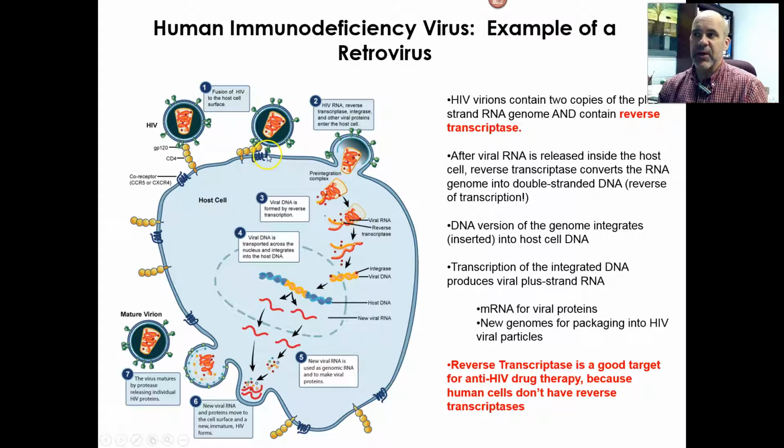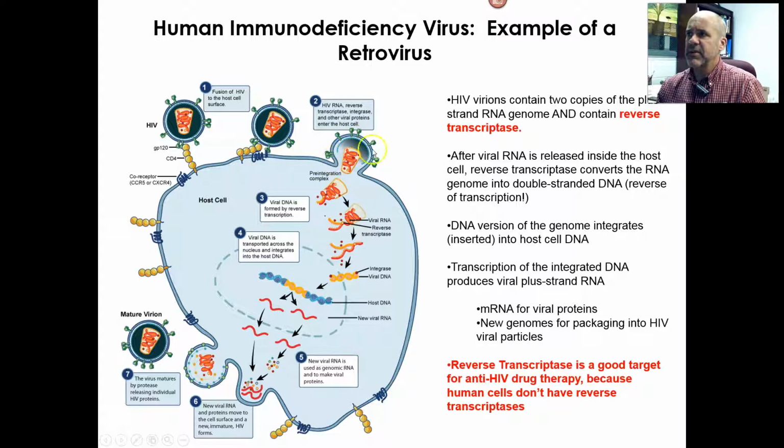HIV also has something called a co-receptor, so there's another molecule on the surface that HIV also attaches to. Some strains prefer to attach to a co-receptor called CCR5. Some strains prefer to attach to a co-receptor called CXCR4. We're not going to get into the details on that, but there is another molecule that HIV also uses to help it attach to the host cell and begin to enter the host cell.